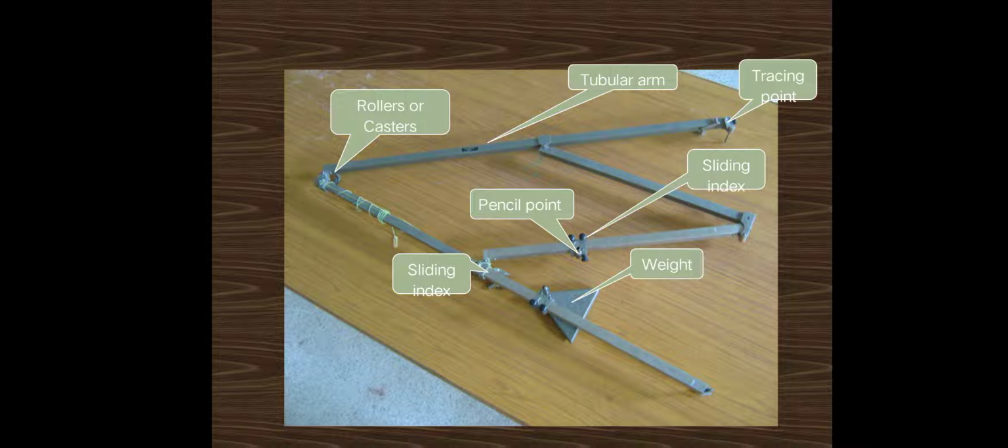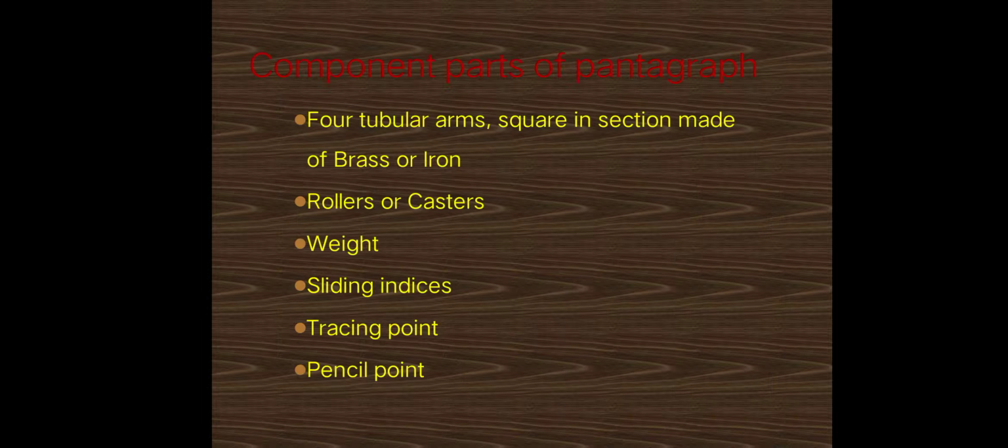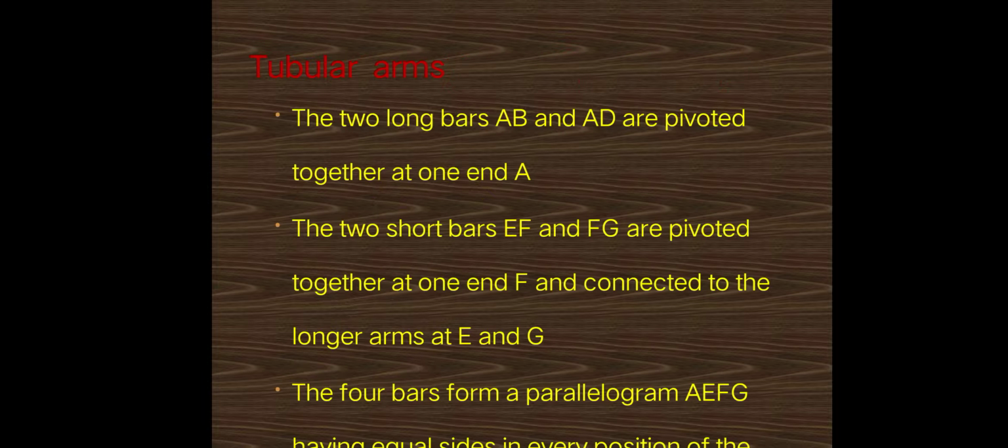This is the pentagraph. There are some components I will be explaining. Four tubular arms will be there which are square in section. They may be made of brass or iron. Then there are rollers, a weight, sliding indices, a tracing point, and a pencil point. I will explain each and every component part now.